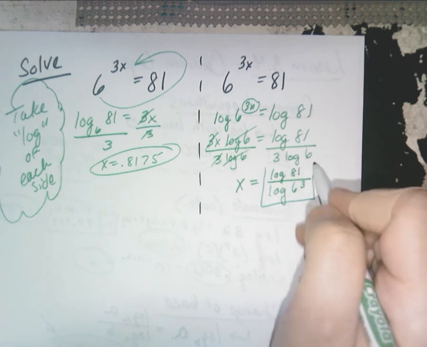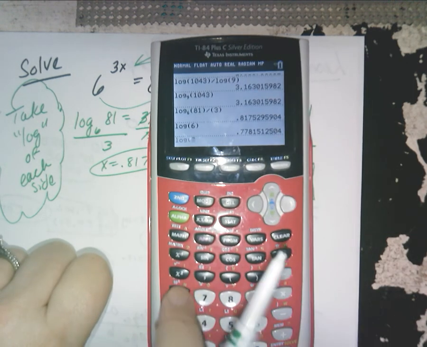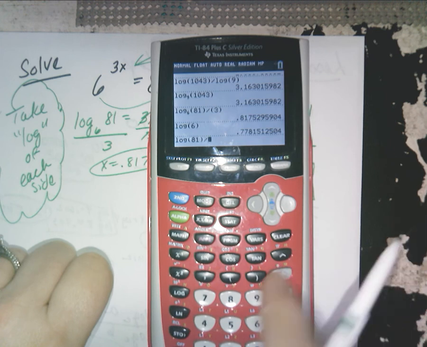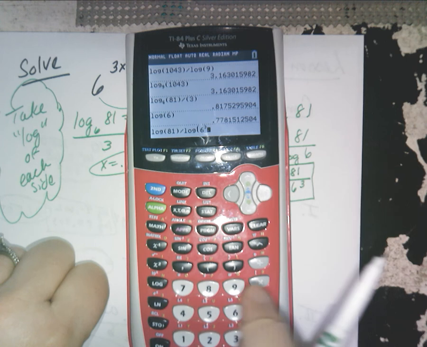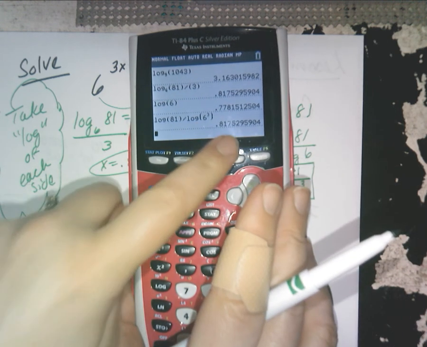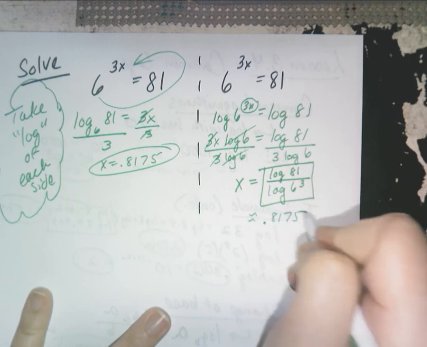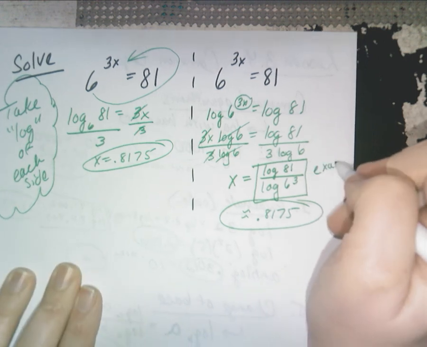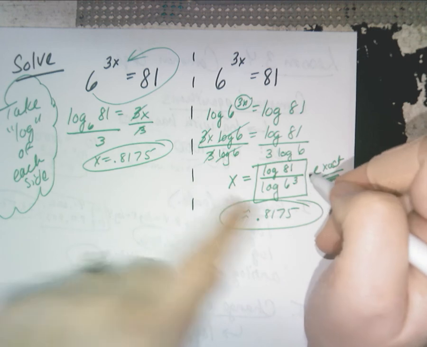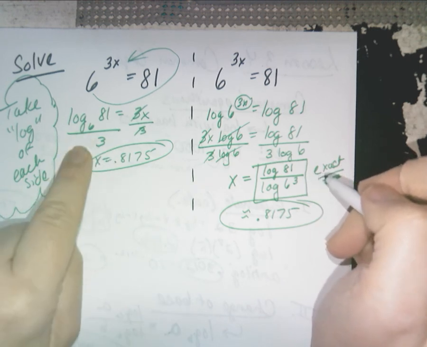This is the same as that. You can type log 81 divided by log 6 to the 3rd. 0.8175. Now here's why we're doing this, okay? It depends on your professor, depends on your person. I want both. I want this form, which is called exact. You must have exact form, or this would be exact to me. Log 6, 81 over 3. I would actually accept that, okay?